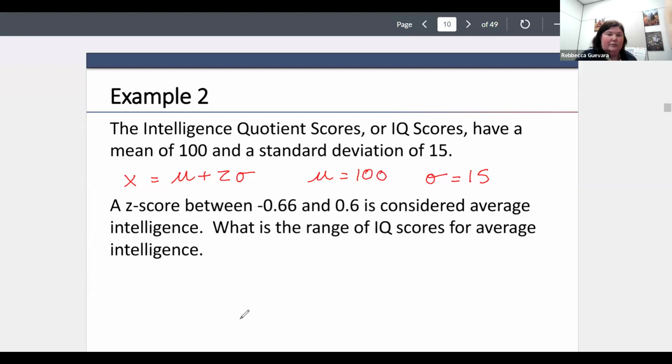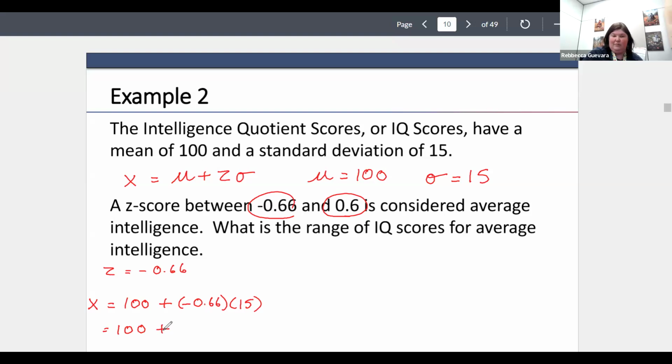Okay. So if we're trying to figure out what the score is, that's my x. So that is going to be my mean plus my z-score times my standard deviation. I know what my mean and my standard deviation are, and these are the two z-scores that I have. So if the z-score is negative 0.66, the IQ score that goes with that is just going to be 100 plus negative 0.66 times 15.